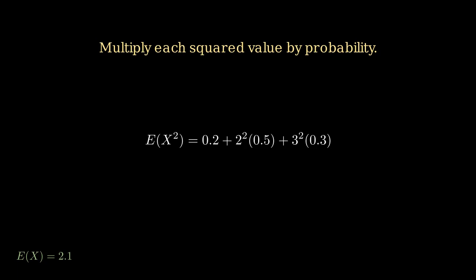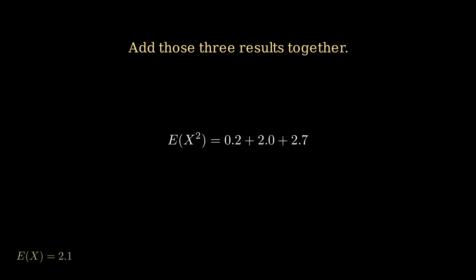1 squared is 1 times 0.2 equals 0.2. 2 squared is 4 times 0.5 equals 2.0. 3 squared is 9 times 0.3 equals 2.7. Now let's add those three results together. 0.2 plus 2.0 plus 2.7 equals 4.9. So the expectation of x squared equals 4.9.